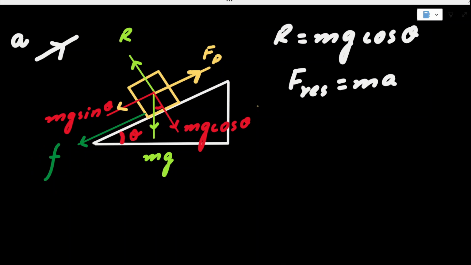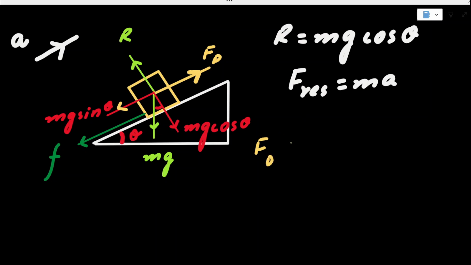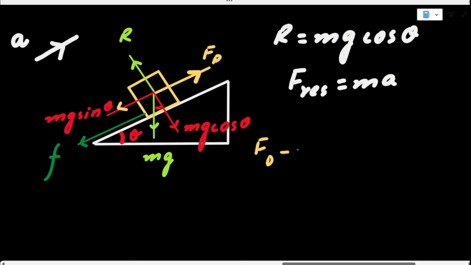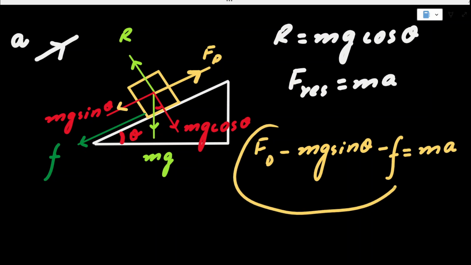So what is the resultant force if the acceleration is up the slope? It means this force is still greater than the forces down the slope. So the expression would be Fd, the driving force, minus the forces which are down the slope, minus mg sin theta, minus the friction, and that equals ma from the formula. Now this is the value of the resultant force in this situation.